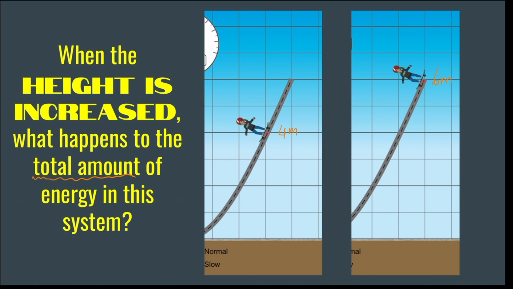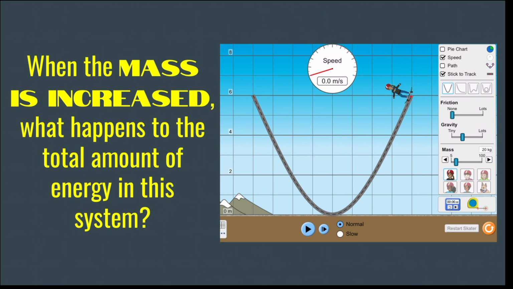The next thing you're going to be doing is, instead of changing height, we're going to change mass. So in this case, we need to keep height the same. So we're going to leave their starting height at 6 meters. And you're going to look at what happens when we change the mass of the skater.